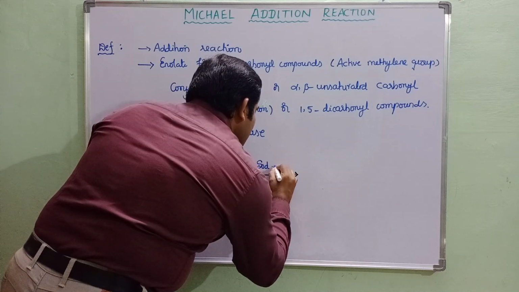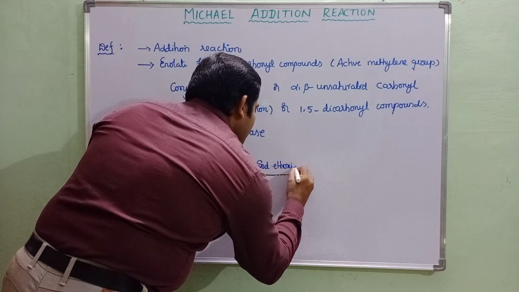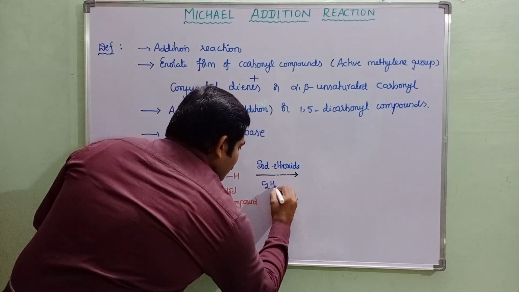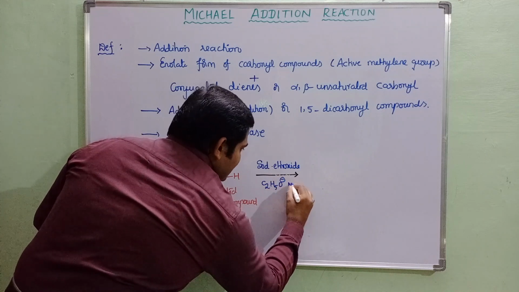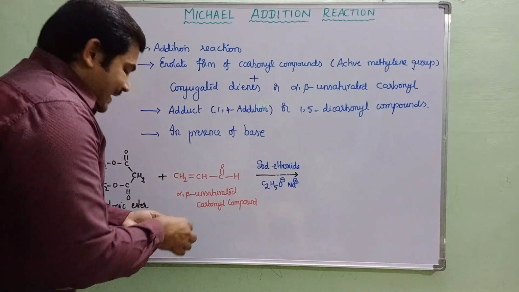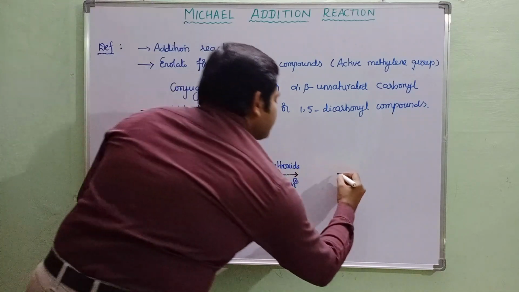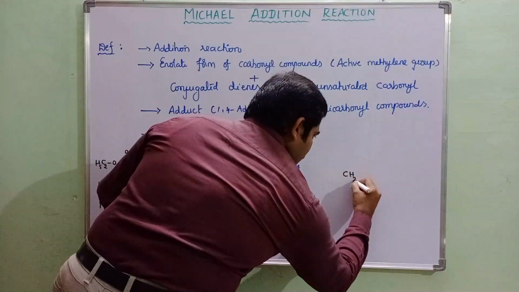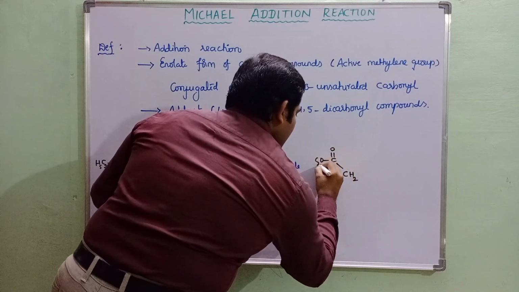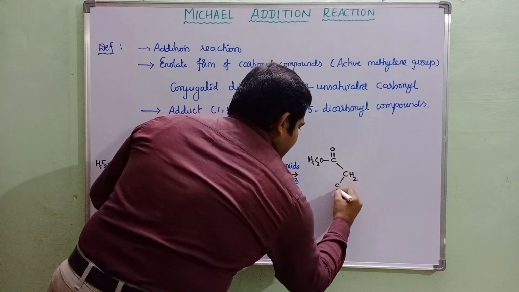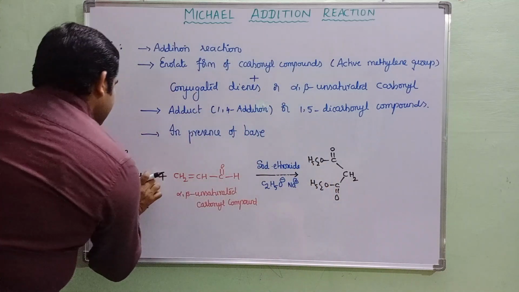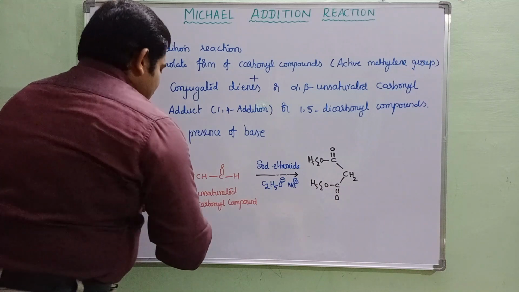Generally, what type of bases are used? Sodium ethoxide. What is the formula? C2H5O minus Na plus, to yield an adduct. What is that adduct? The same esters containing adduct. It attacks on the C.